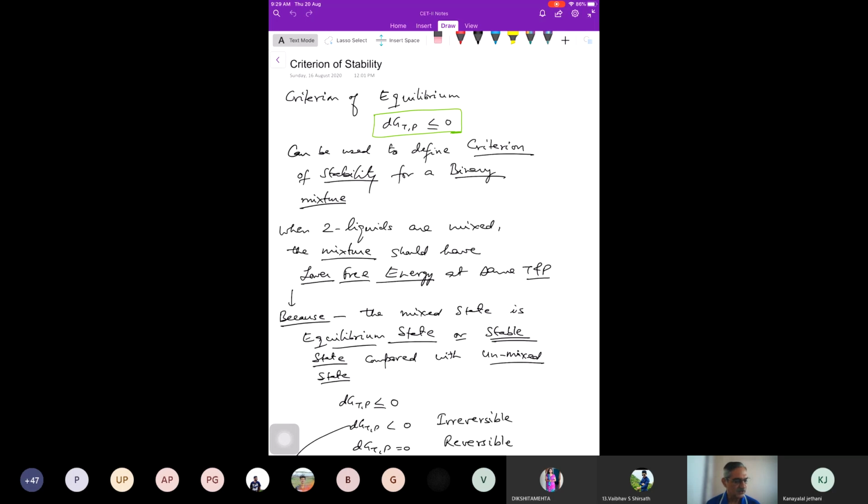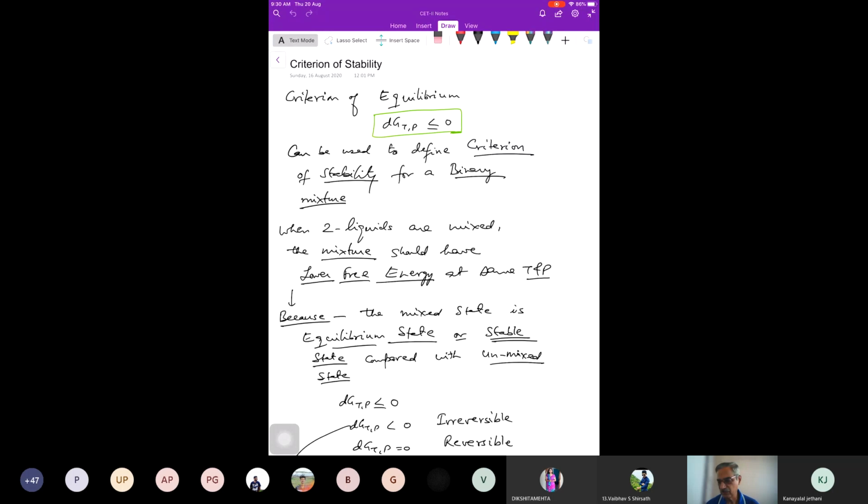So criterion of equilibrium, we have seen dG at constant temperature and pressure is less than or equal to 0. Now we can use the same thing to define the criterion of stability for a binary system. So when two liquids are mixed, the mixture should have lower free energy.